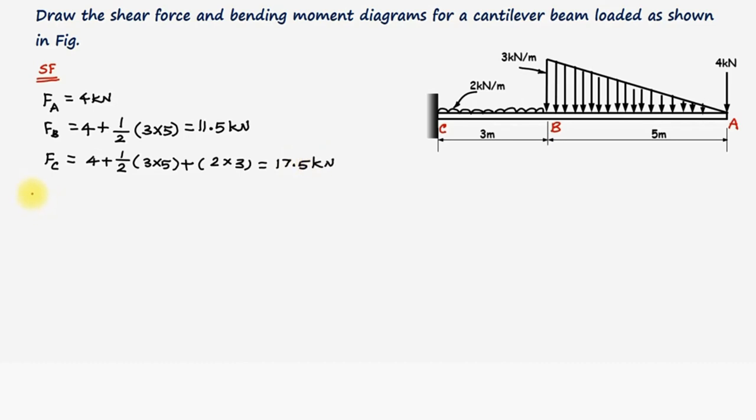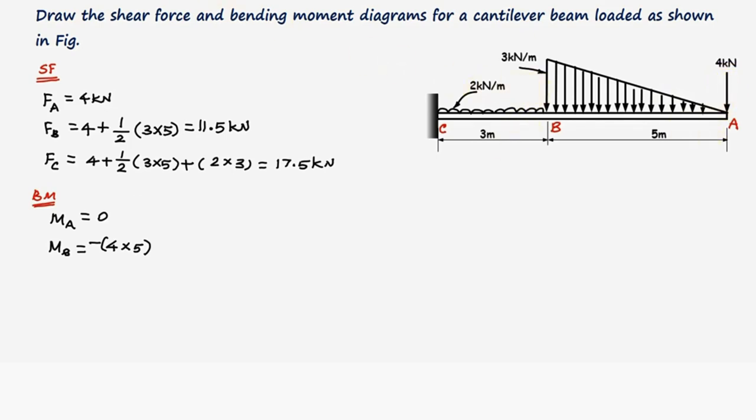Now coming to the bending moment. Bending moment at the point A, that is at the free end, MA will be equal to 0. Now coming to the point B, the bending moment at the point B will be equal to 4 kilonewton multiplied with the perpendicular distance. Perpendicular distance is 5 meters. This is negative. Why? Because this is a cantilever beam and this 4 kilonewton causes a hogging moment.